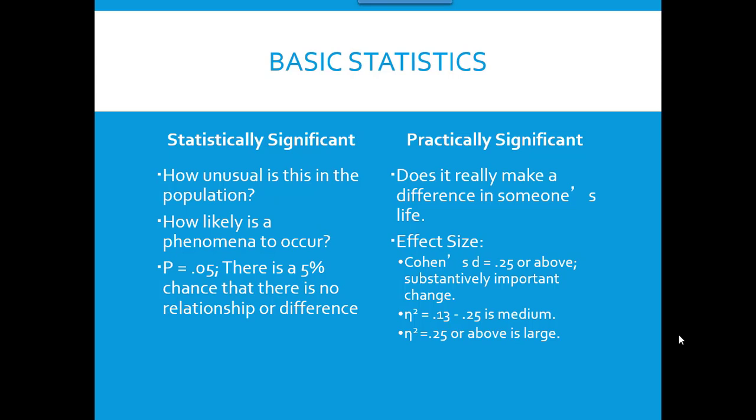What does it mean to be statistically significant? All it means is that it's rare. And in fact, in this case, with 0.05, it's that there is a 5% chance that there is no relationship or difference. And that means that there is a 95% chance that there is an actual relationship between the two things that are being measured, or three or four, or there's an actual difference between those things.